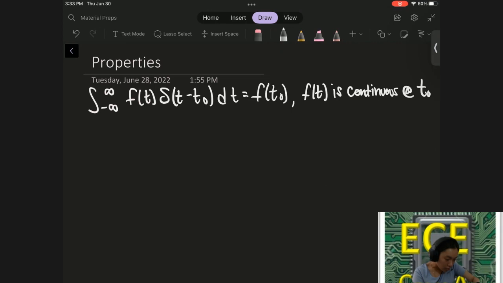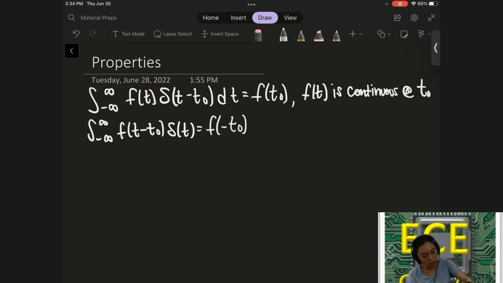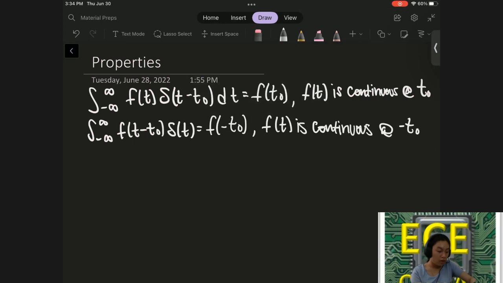Second one, the integral from negative infinity to infinity of f of t minus t naught times delta t equals f of minus t naught, given that f of t is continuous at minus t naught.